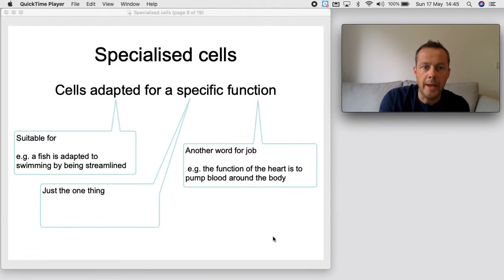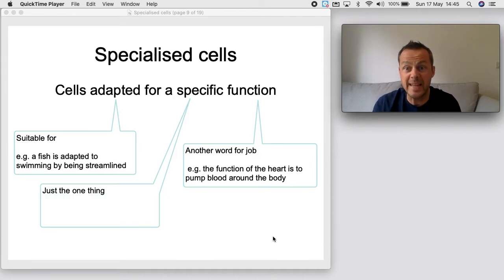So, just looking at what that actually means. The word adapted means it's suitable for, or it's been developed to do a particular job. So a fish is adapted to swimming by being streamlined. So thinking of that way, it's been formed particularly for one thing. Specific means to do just one thing. And then function is another word for job. It's a word you need to be familiar with because it's used all of the time in the GCSE papers.